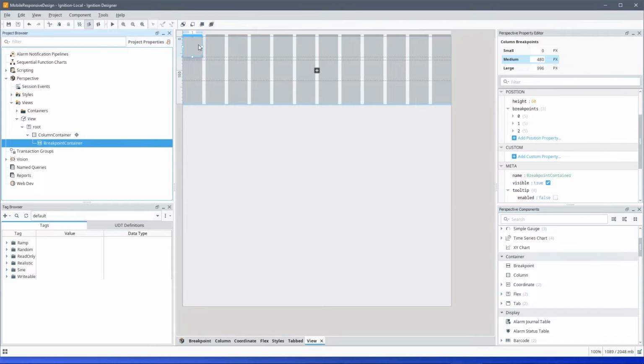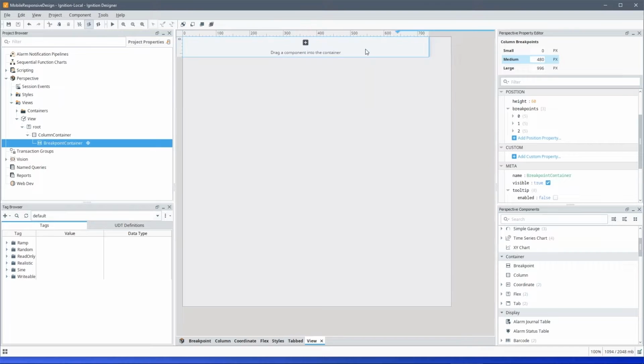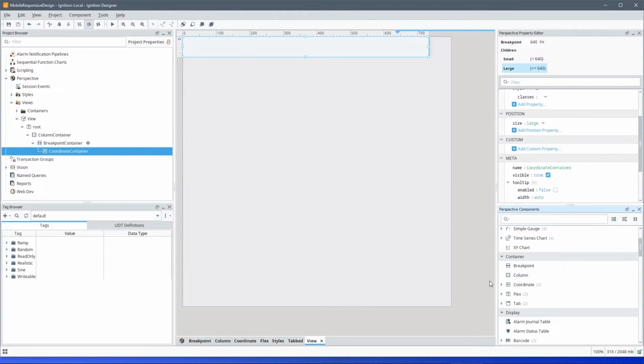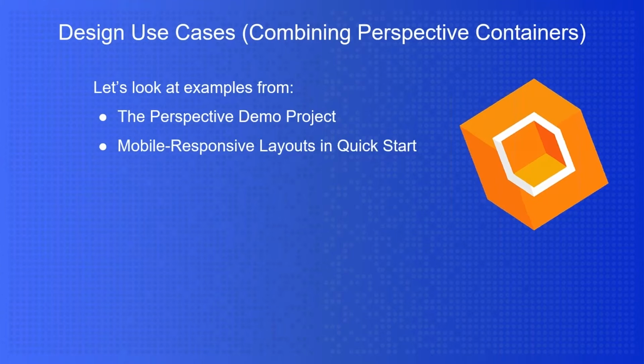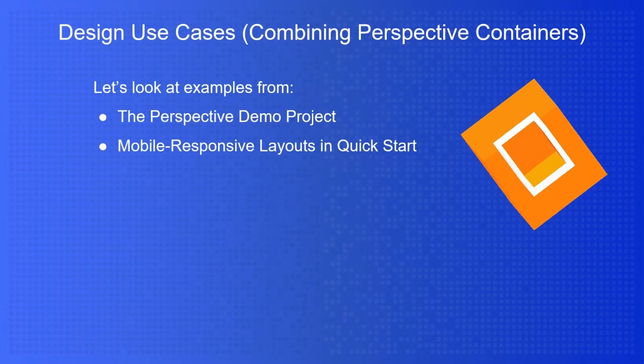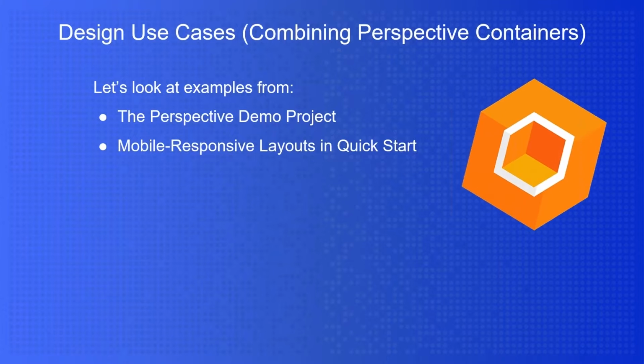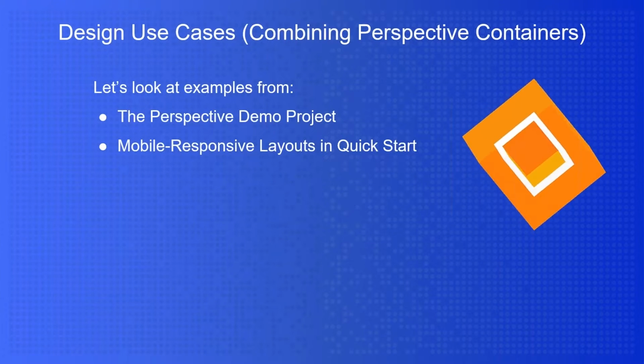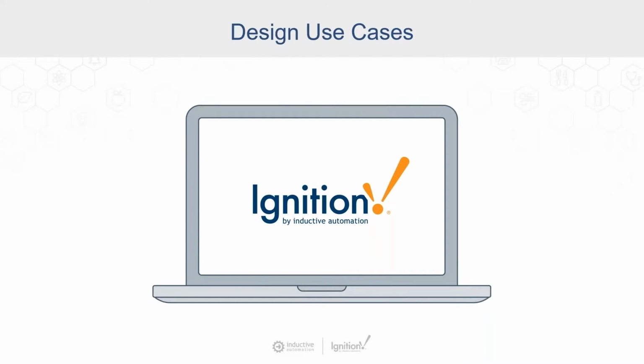Inside of that breakpoint, we can have our small and large, and that small and large could have a coordinate container, or it can have a flex. You can see we can really combine these things together. It's not showing a good example here in the designer, but you can just drag and combine these in very unique ways. The best way to see that is to look at some examples that we have, which are our demo project and our quick start feature in Ignition.